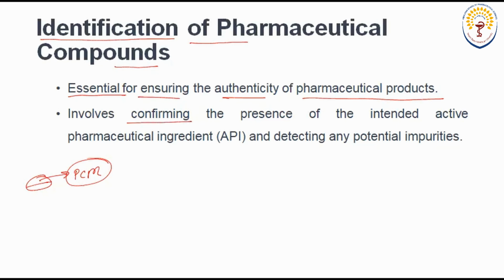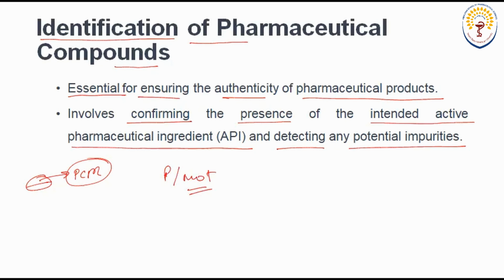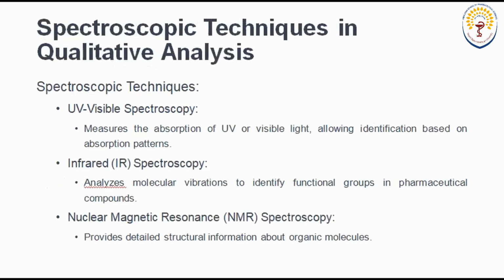We want to confirm the presence of our intended active pharmaceutical ingredient, or on the other side, we want to detect whether some potential impurity is present or not. For both, we just want to know whether something is present or not. So for that we do qualitative analysis. Now in qualitative analysis, a very important technique used is the spectroscopy technique.